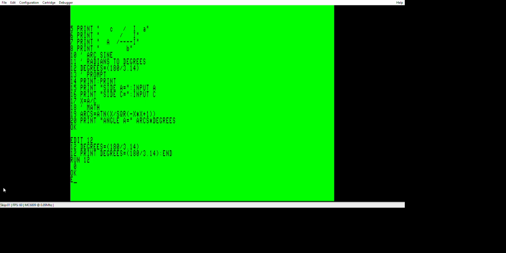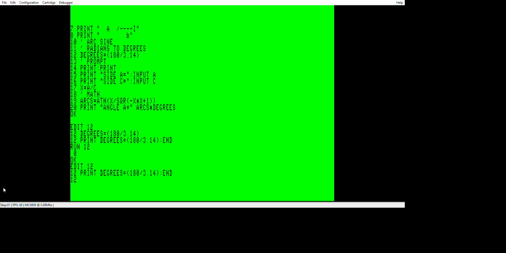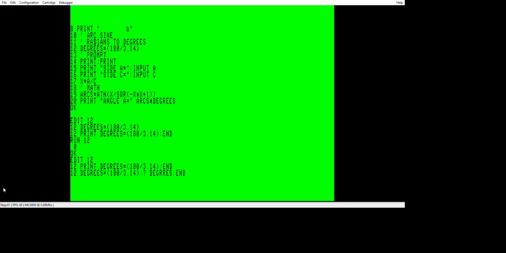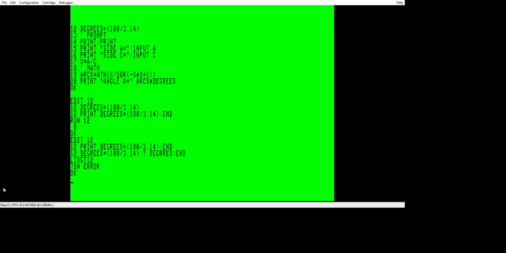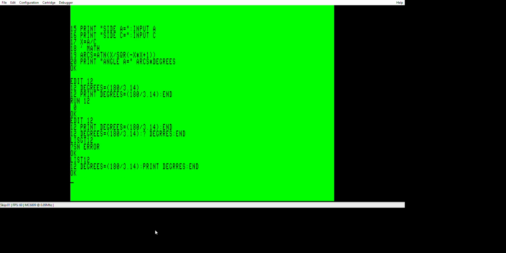No, I didn't do it right. Let's edit 12 again. I've got to get rid of the print at the beginning, and then I have to print degrees. So we'll insert a question mark, degrees. On this computer, if you list 12, the question mark turns into a print statement. That's the only shortcut we have on this computer.